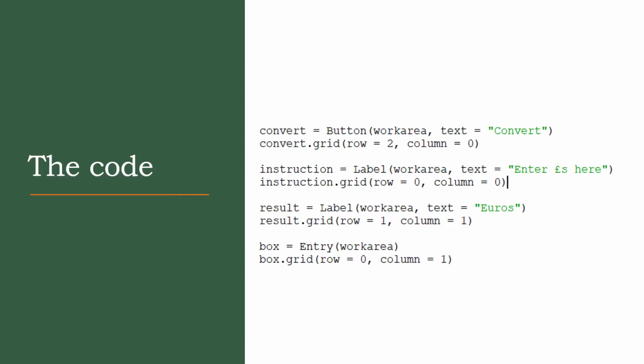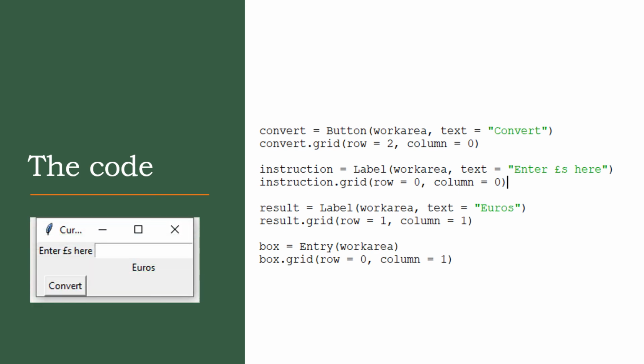So here's the code to do all of that. Make the convert button, make the instruction label, the result label, and the entry box. Oh, looks like I've called the entry box just box, which is fine. Call it anything that you like. And when I run that program, it will look like that. So, I mean, it's not brilliant, but it's not too bad.